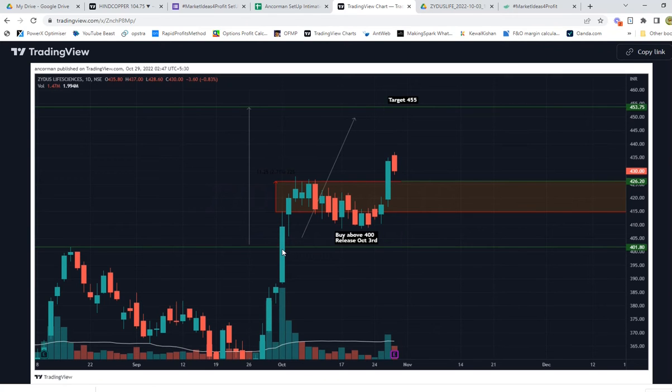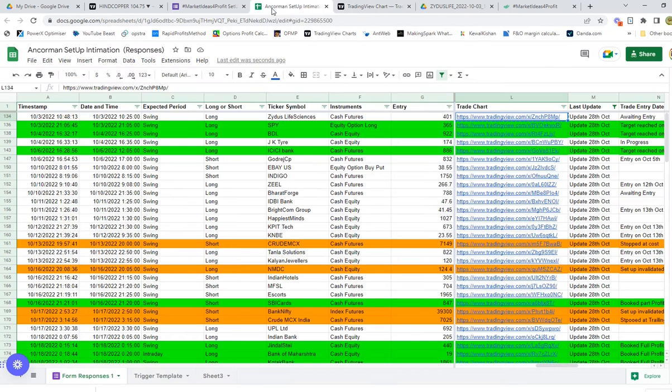This day it crossed on the 3rd of October, and if you see, it has been going a little sideways, and in the last 2 days again it has started to jump. And this is the chart for today, 28th of October. This is today's candle, and we are at 430. So it has traveled from 400 to 430, and the expected target is 455. So this is the progress for this stock as on the 28th of October. I hope you have got an idea as to what I am trying to convey here.